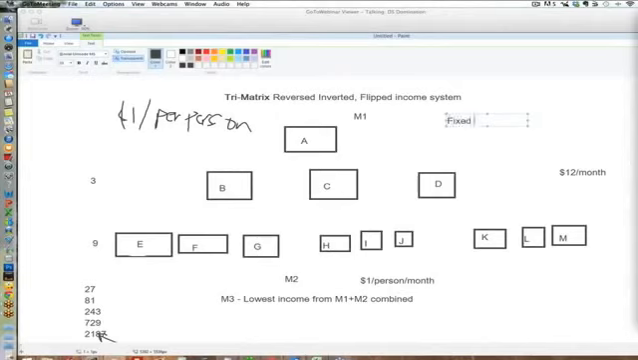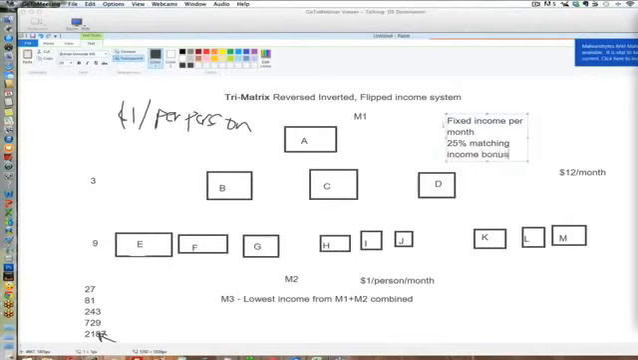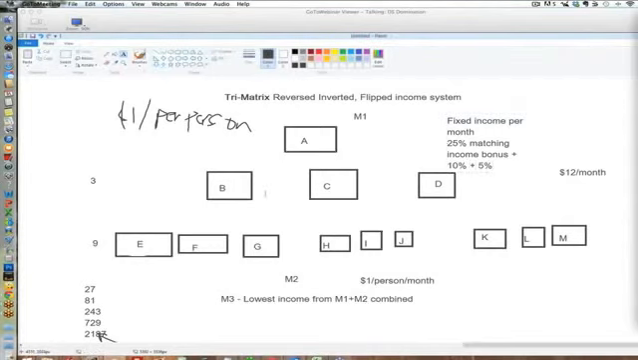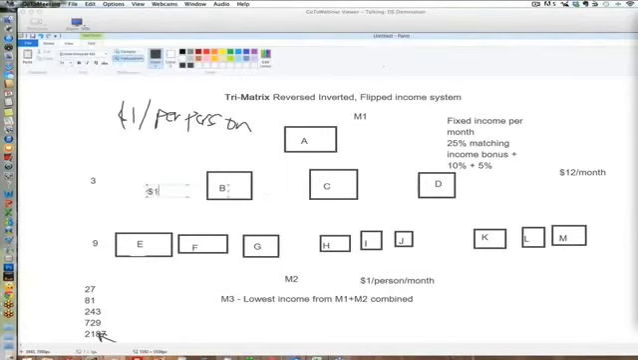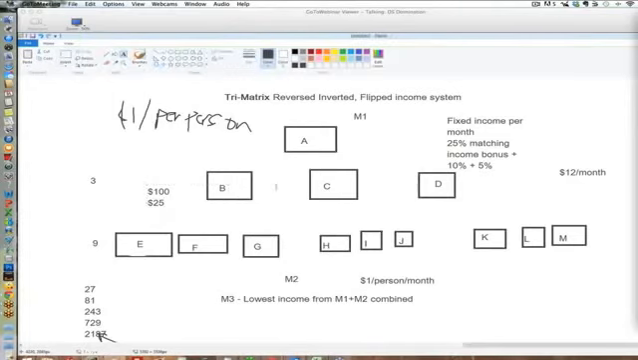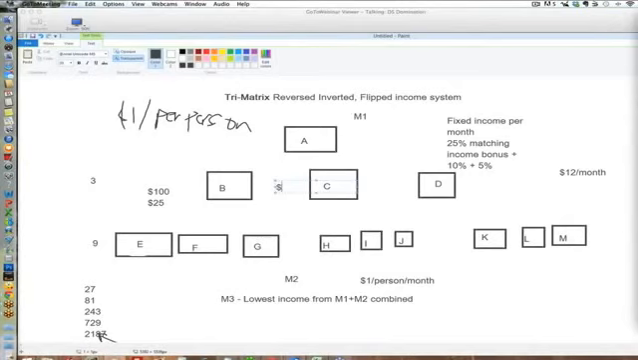Here's what A gets for referring B. A gets a fixed income per month, just like in DST. When you refer somebody in DST, you get a fixed income per month for having referred them. So fixed income per month is the first thing that A is going to get on B. And then A will also receive a 25% matching income bonus. So whatever B makes, A is going to get a 25% matching bonus. And then he's going to get 10% on the next level, and 5% on the next level. So let's say A referred B, and in the giant scheme of things, from the three matrices combined, B made $100. A is going to get $25 as well. And then let's say B referred C, and C in the giant scheme of things from M1, M2, and M3 combined made $60. A is also going to get $6 from that.